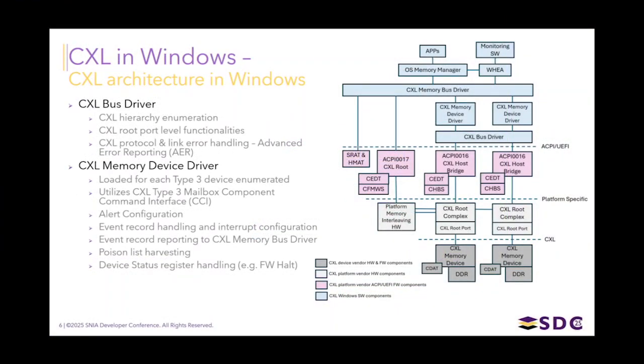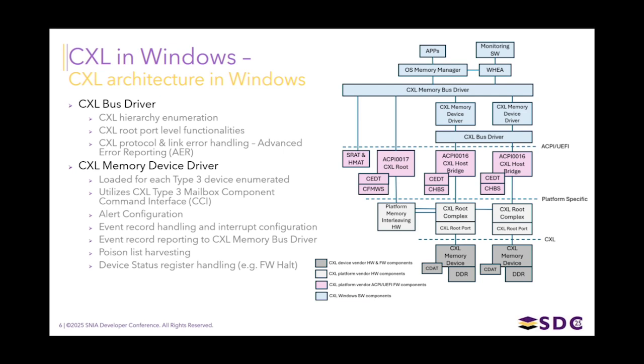What we do with this driver is we handle alert configuration, setting up the device for which alerts we care about, event record handling and interrupt configuration. We have to set up MSI interrupts. I'll talk more about OS first in a minute and what that means. It also does event record reporting. As we'll see in some of the RAS flows, events are going to come up from the CXL device, and the MSI is captured by the memory device driver and handled completely inside of that. Events will get pushed up the stack from the device driver, and we'll talk about that in a minute.